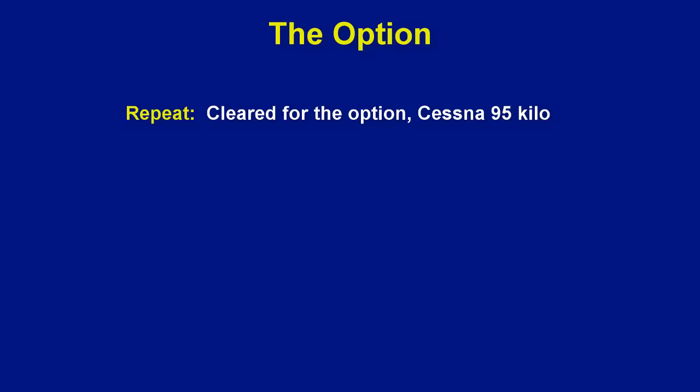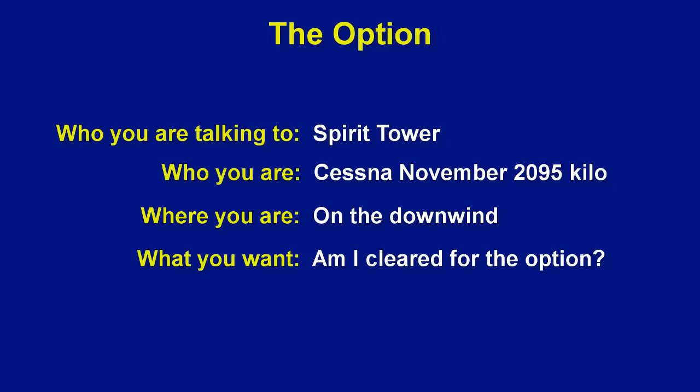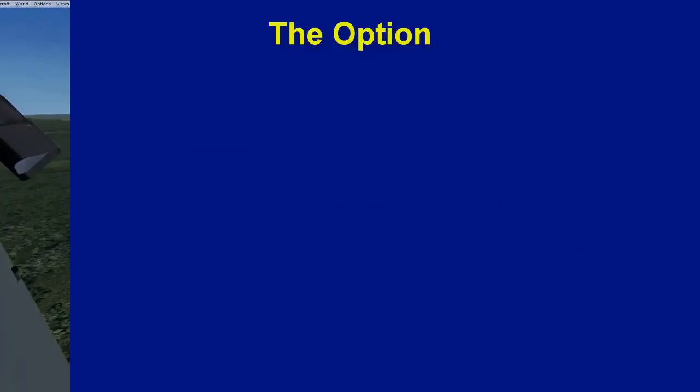Do not turn to base until you receive landing clearance from the tower. After you get the clearance, repeat back to tower. Cleared for the option, Cessna 905 Kilo. If we don't hear from the tower before we turn base, then it's time to talk to them by saying, Spirit Tower, Cessna November 20905 Kilo, on the downwind. Am I cleared for the option?